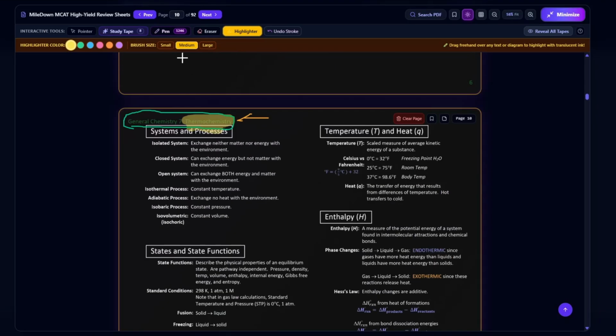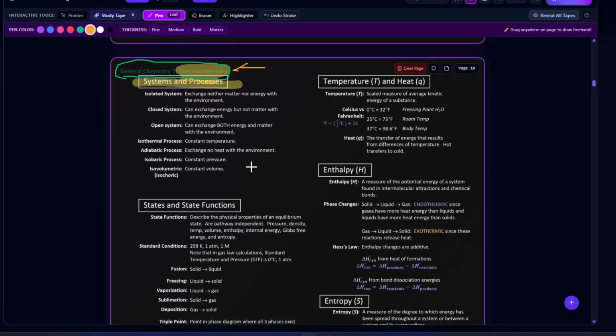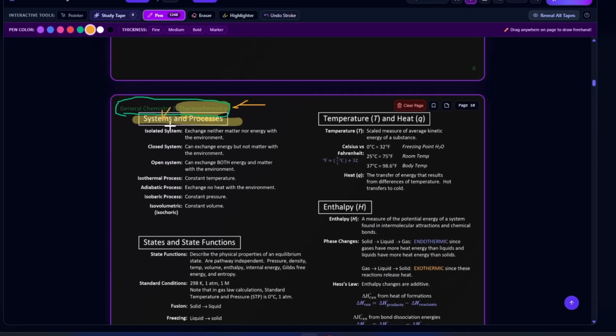Okay, so now we're on thermochemistry. Thermochemistry is about systems and processes. You will have a system, which is anything that you are observing. I'm surprised they didn't give you definitions for system and process on the review sheet, but you should know that the system is what you're observing, and processes are things that happen to the system. If the system is undergoing any change, we would call that a process. It's going through a process.